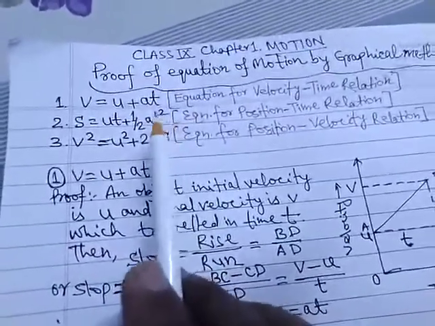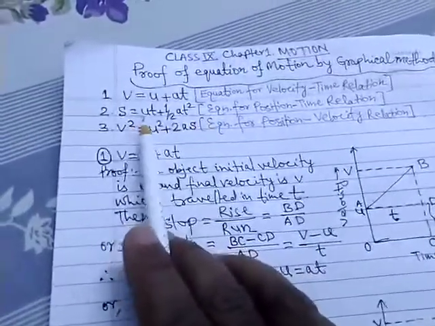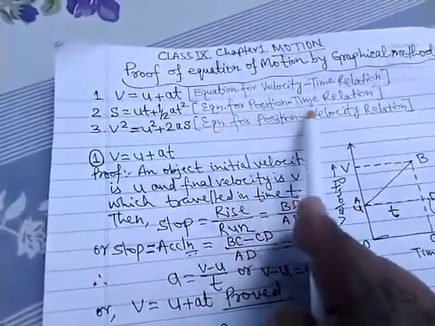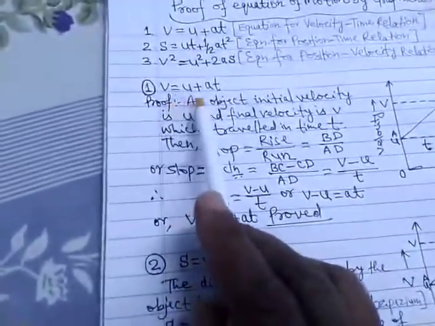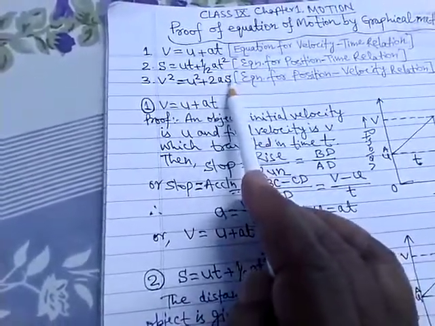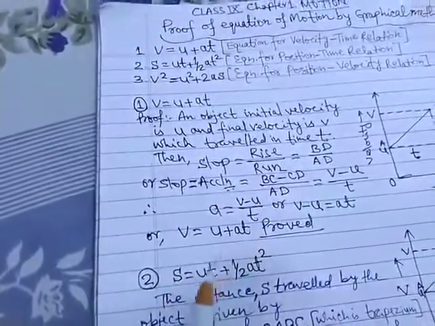So you should learn the names also. s is equal to ut plus half at square is the equation for position-time relation. You should remember this. So the first equation is prove v is equal to u plus at. Here v is the final velocity, u is the initial velocity, a is acceleration, and t is denoted for time. s is denoted for distance.